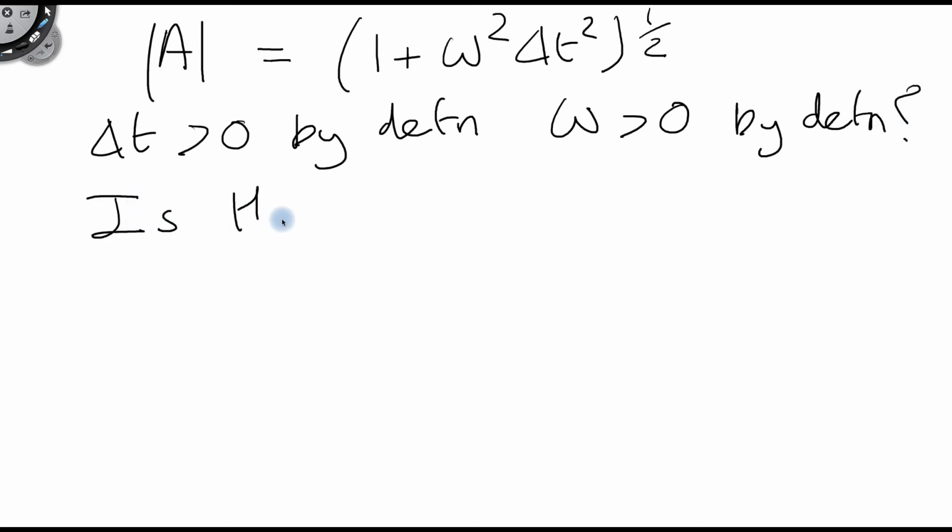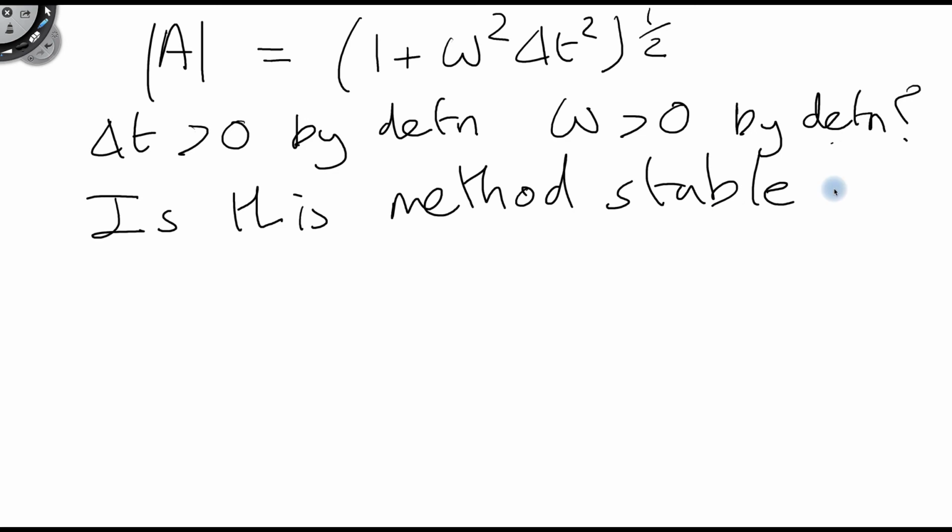Is this method stable? I.e. the Forward Euler, is it stable? So remember our criteria on A that we just wrote down previously? Just have a little think about that, and I'll come back to you.